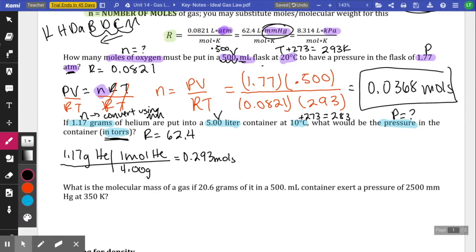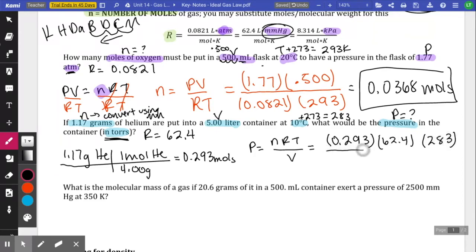Just for the sake of space, I'm going to manipulate my equation just in my head. So sorry, guys. But we have PV equals nRT. I want pressure all by itself, so I'm going to divide both sides by volume. So I end up with P is equal to number of moles times our ideal gas constant times temperature divided by volume. We'll just plug everything in. So my number of moles is 0.293 times my ideal gas constant, which is 62.4, times my temperature, which is 283, all divided by my volume, which is 5.